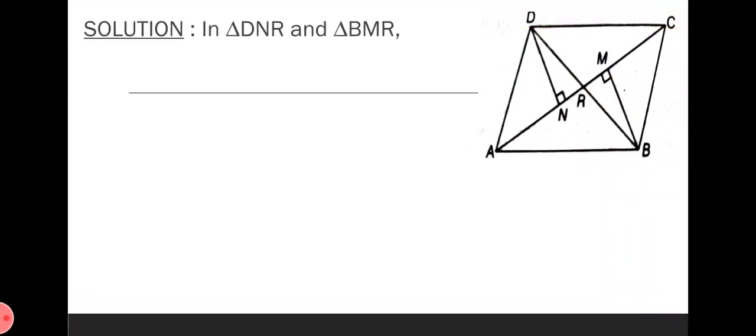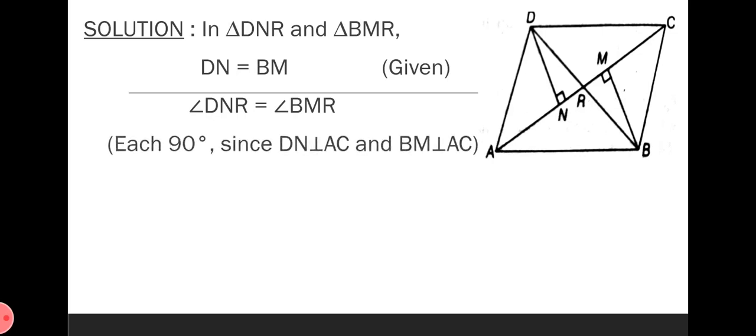Let's see the solution. In triangle DNR and triangle BMR, you can see the two slim triangles inside, that is DNR and BMR. DN equal to BM, this is already given. Both the altitudes are equal, that is given in the question itself. Angle DNR equal to angle BMR, each 90 degrees, since DN is perpendicular to AC and BM is perpendicular to AC.